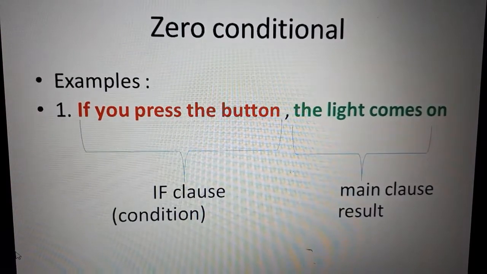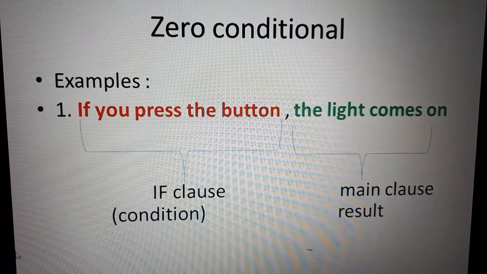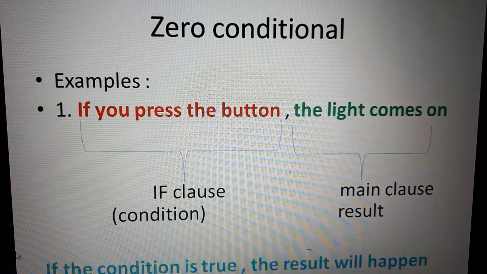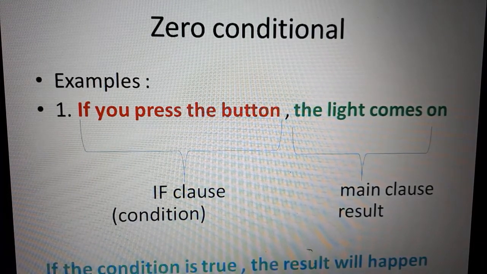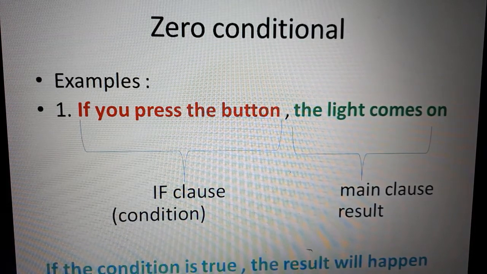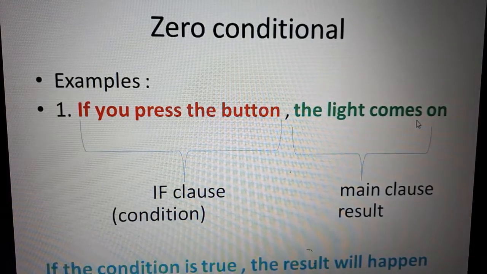Okay? Now, what does zero conditional mean? If the condition is true, the result will happen. إذا كان عندنا الشرط إشي حقيقي fact، فإذا النتيجة حتكون كمان also fact ورح تحدث directly.